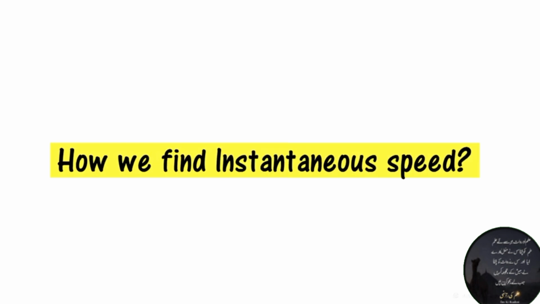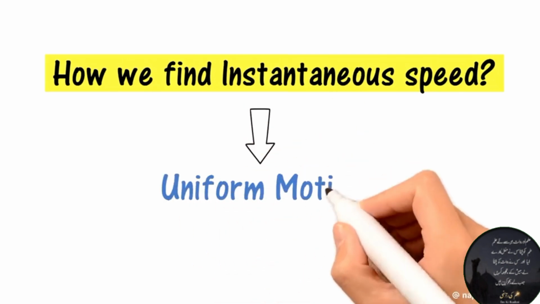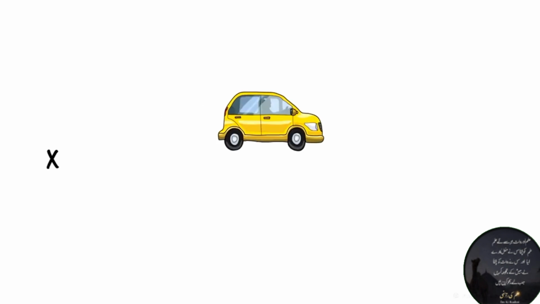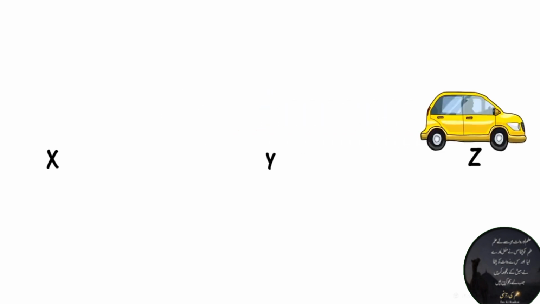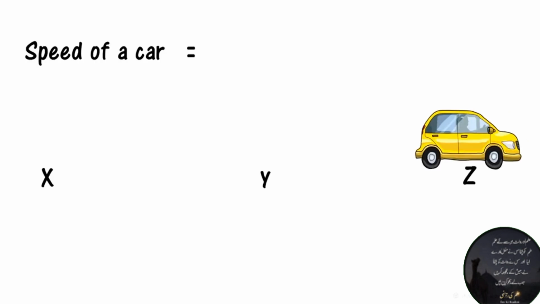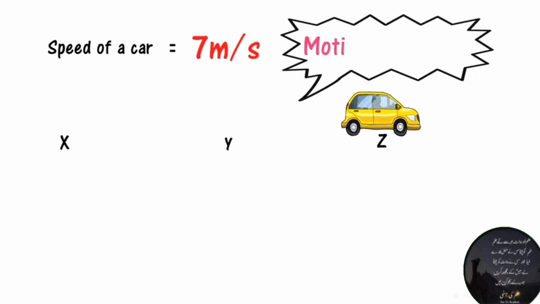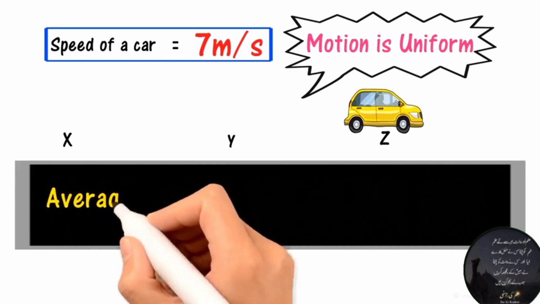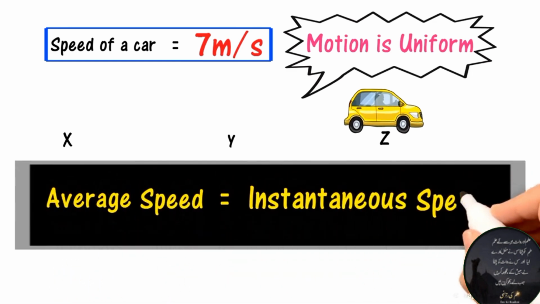Now how do we find the instantaneous speed if the car is moving in uniform motion? Let us again consider a car moving from point X to Y and from Y to Z. Let the speed of the car from X to Y and from Y to Z be 7 meter per second. Now we know here that the motion is uniform. The instantaneous speed is 7 meter per second. So keep it in your mind, when instantaneous speed is not changing, then average speed becomes equal to instantaneous speed. So in uniform motion, the average speed is actually giving you the instantaneous speed.